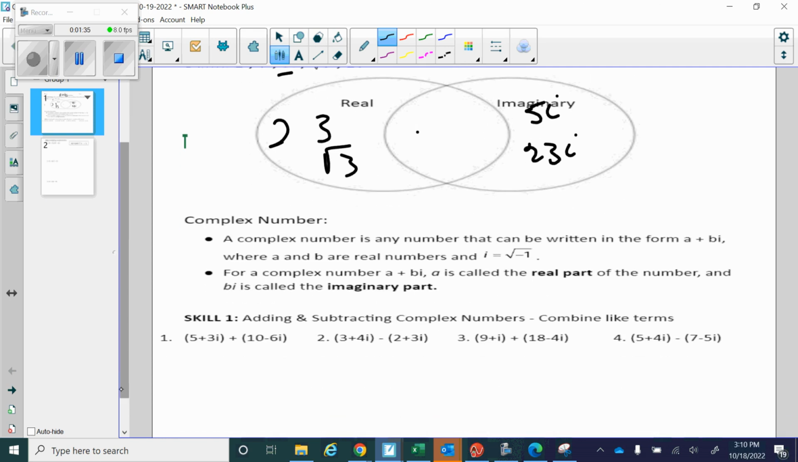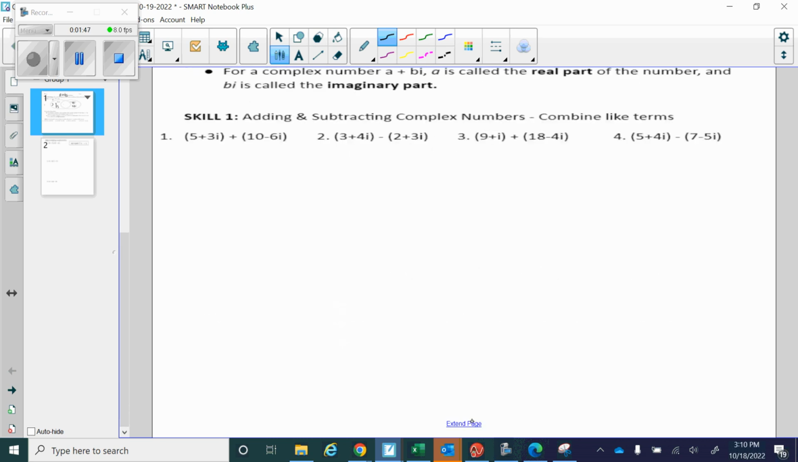And so with complex numbers now, you can add and subtract them. All right. And so how do we do that? Well, let's look at an example for a second. Let's look at 5 plus 3i plus 10 minus 6i. So we have two complex numbers that we're adding, where 5 is the real number part, and the 3i is your imaginary number.